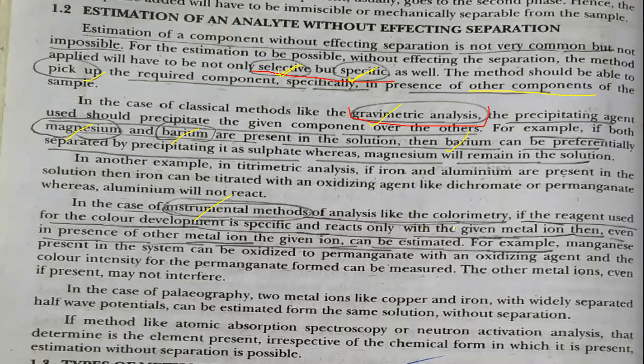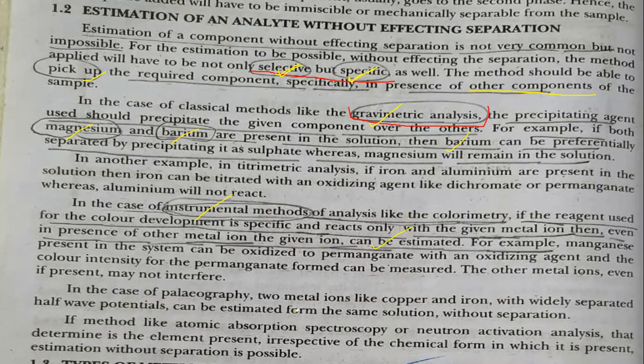In instrumental methods of analysis like colorimetry, if a reagent used for color development is specific and reacts only with a given metal ion, then even in the presence of other metal ions, the given ion can be estimated. The given ion can be estimated means that only that particular ion or element shows the reaction or change in color, and hence it can be analyzed in the presence of other elements.